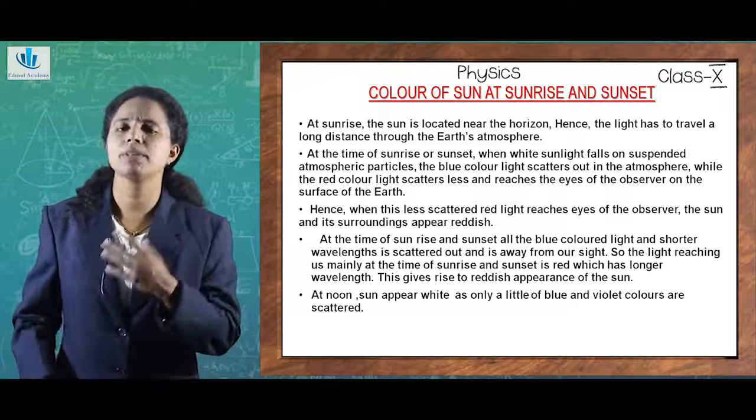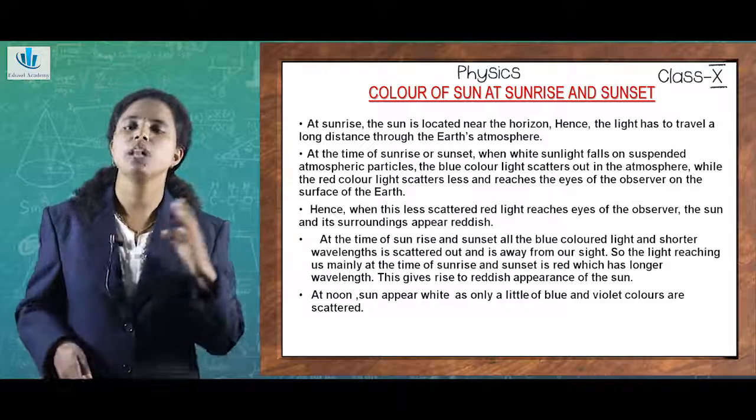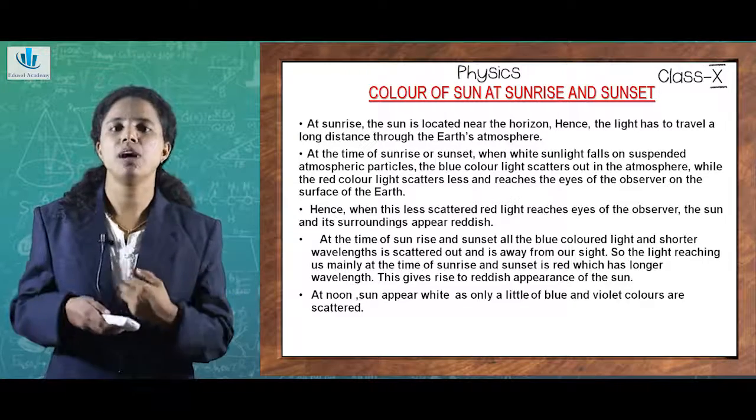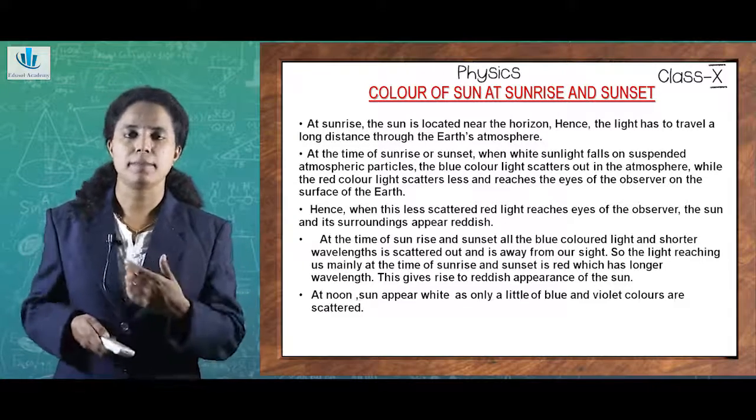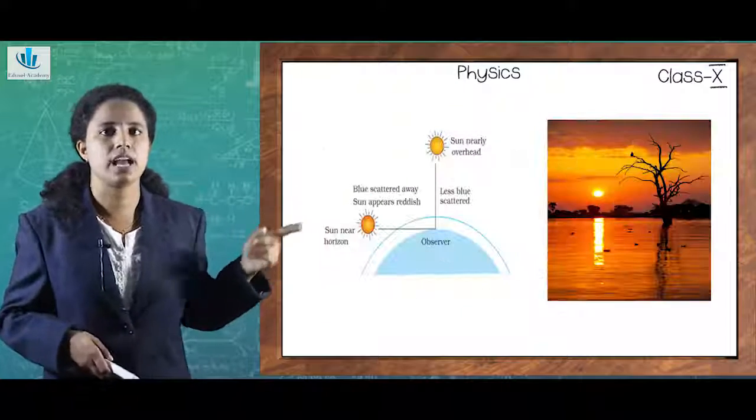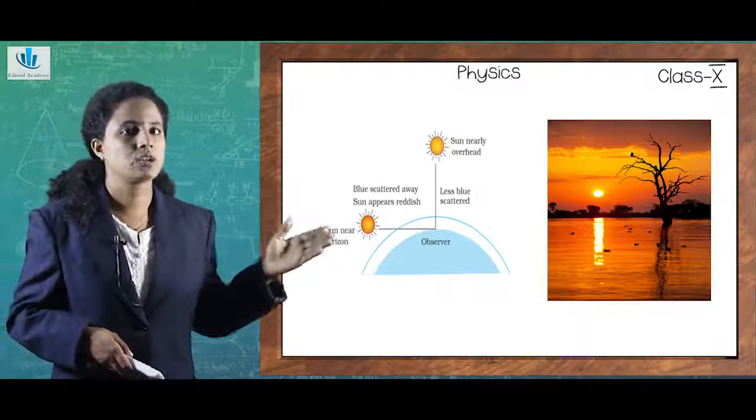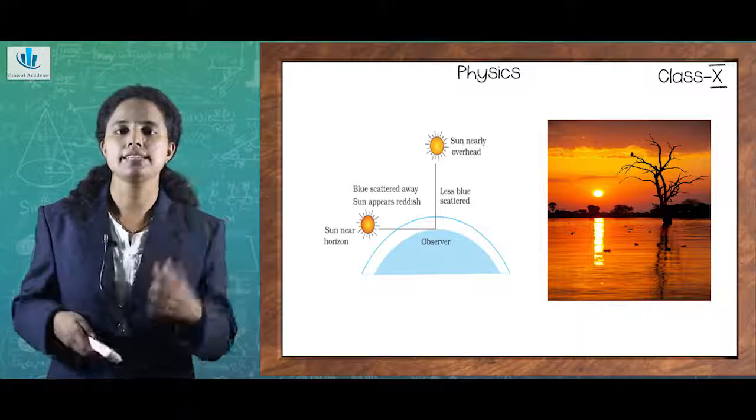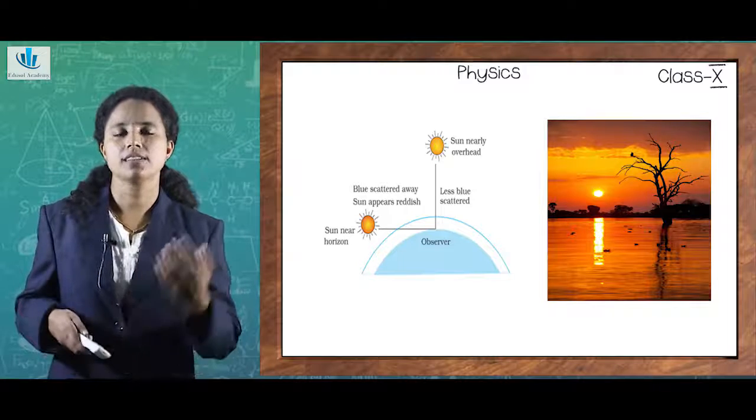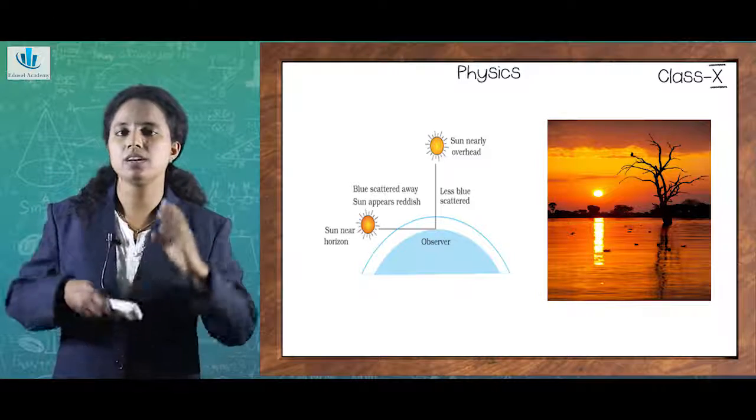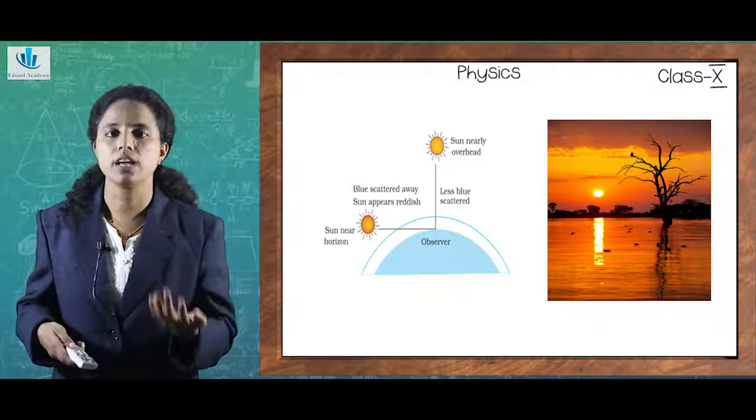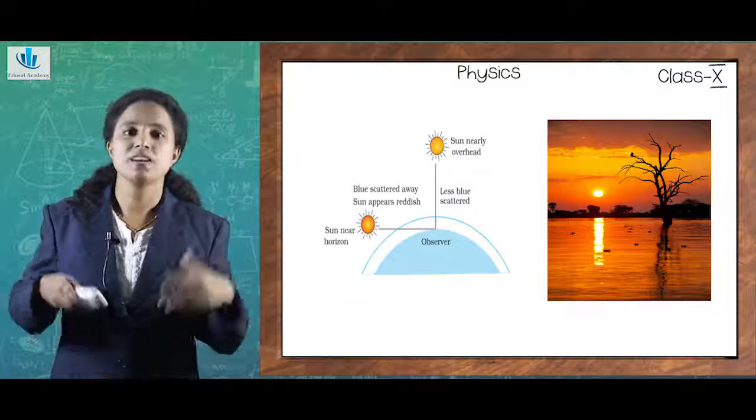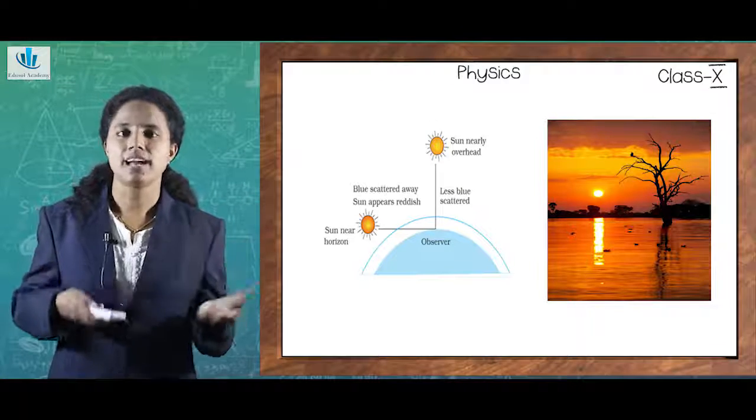So at noon, what may be the condition? At noon, the sun will appear white because only a little blue as well as violet color is scattered. So from this picture you can understand why the sun is looking red at sunrise and sunset, since red is being least scattered and that reaches our eyes faster than the blue, which is scattered all throughout, which is having shorter wavelength. This is a very beautiful view of the sun having its differences in sunrise and sunsets.